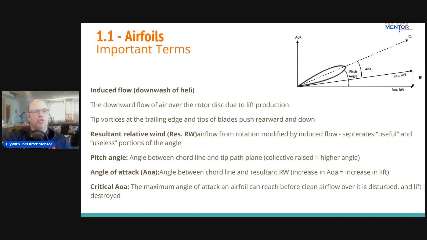So one of the important terms is the induced flow, the downwash of the helicopter. It's the downwash flow of air over the rotor disc due to lift production. The tip vortices of the trailing edge and the tips of the blades push rearward and downward. Right? These are the vortices that we have seen.